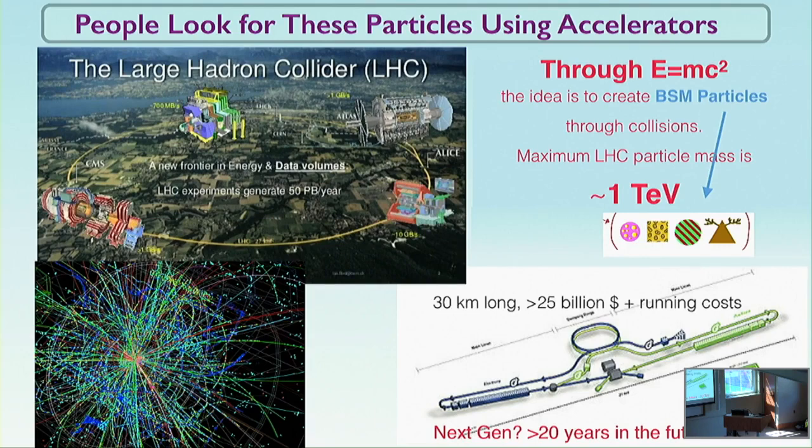That's done, and this big machine here, the LHC, tries to create these beyond the standard model particles, and it creates particles up to around 1 TeV mass. Okay, and the next generation would go up to about 10 TeV. This is just a sketch. It's not clear who's going to build this, but if it gets built, it'll probably be built in China, and this is probably an underestimate of the cost, something more like 50 billion.